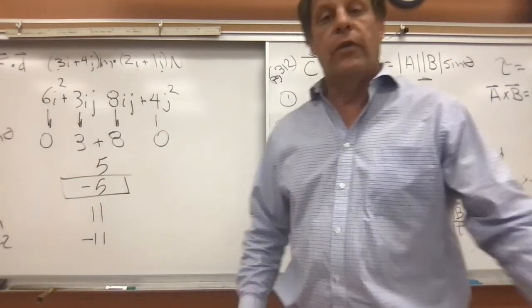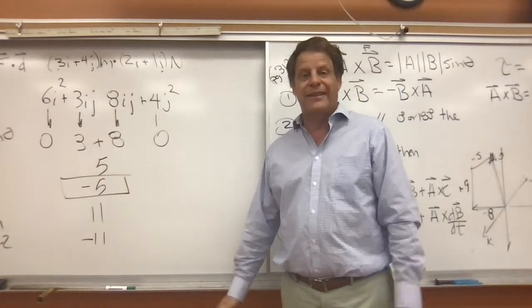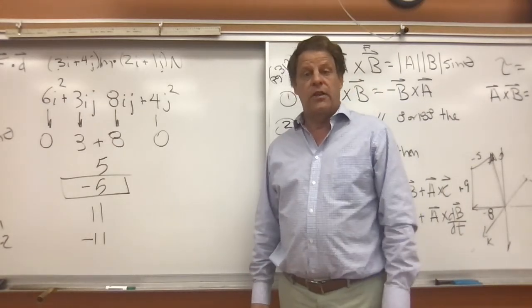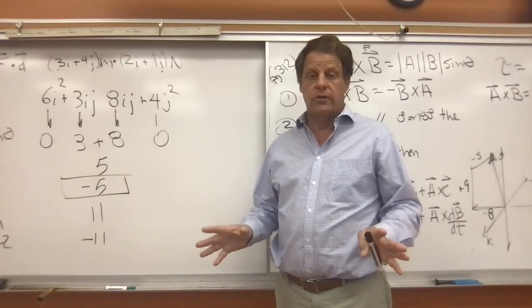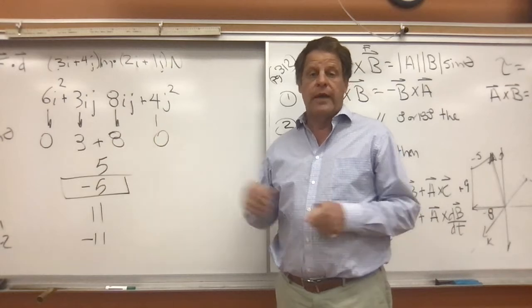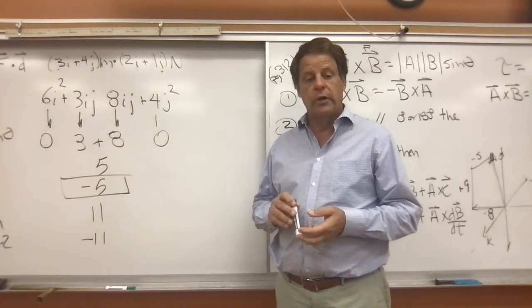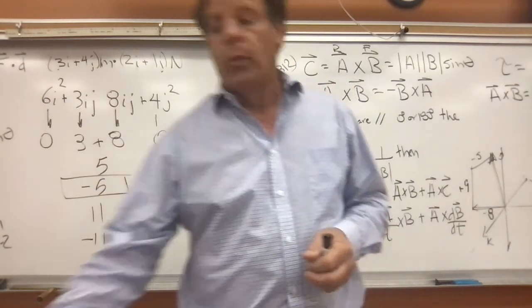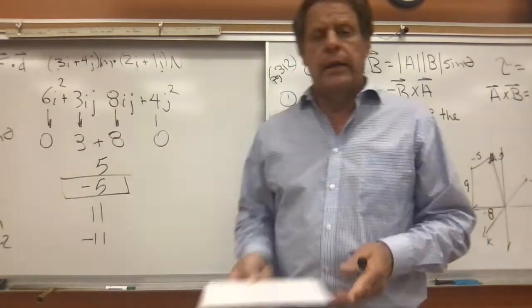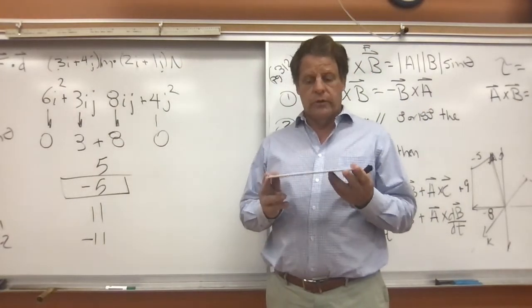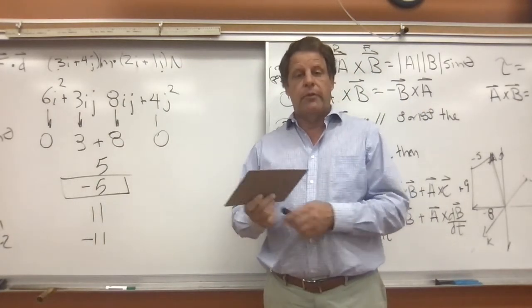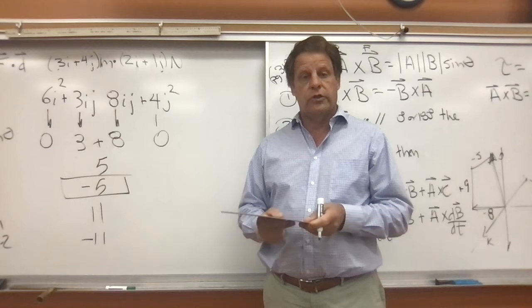That is why the cross product is a little trickier than the dot product, because the dot product is just whatever that magnitude is. We don't have to worry about direction. It's a little bit curious to think about the direction.